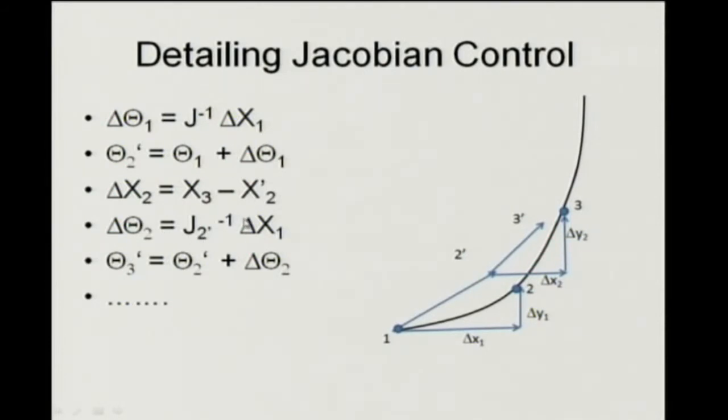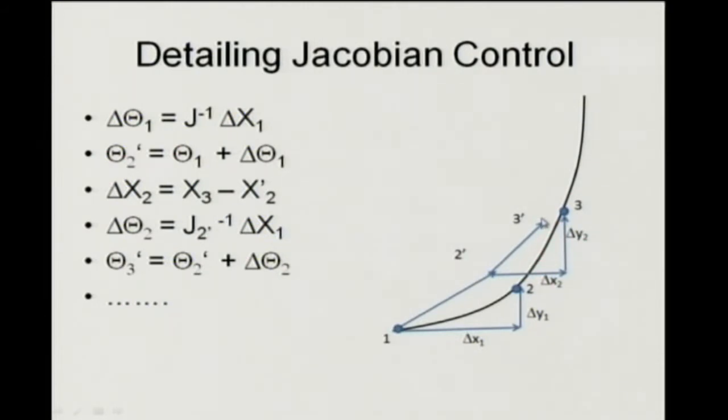Then you repeat this process, and the Jacobian is now computed at this point 2 prime. You do not compute the Jacobian at point 2 because you have not reached there. You do not know the theta values at 2, and it is not worth trying to find out the theta values at 2. So, you find out a delta theta 2 matrix using this, you add it to theta 2 prime, and you will end up at this point 3 prime.